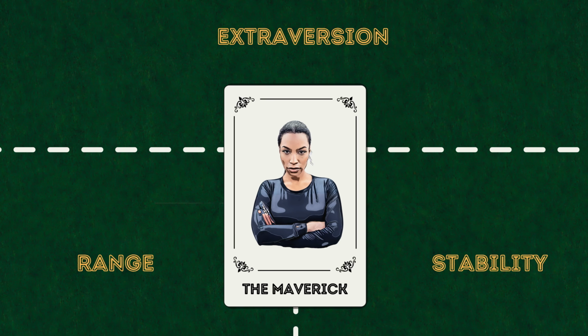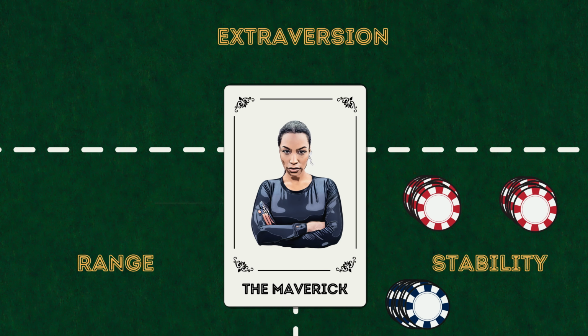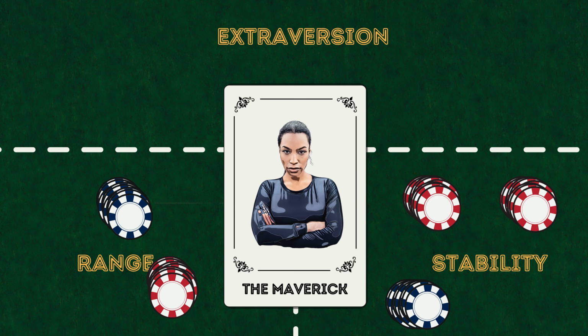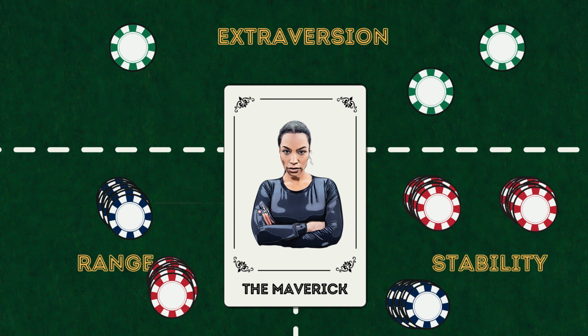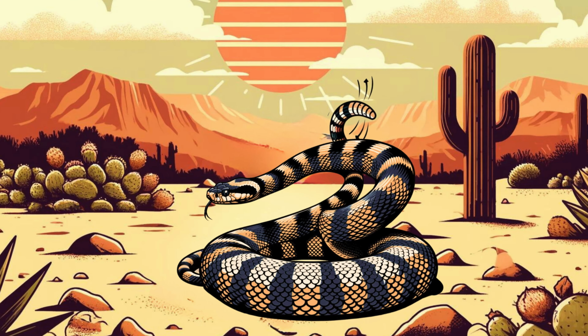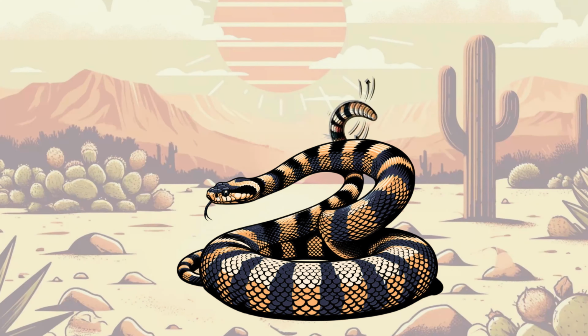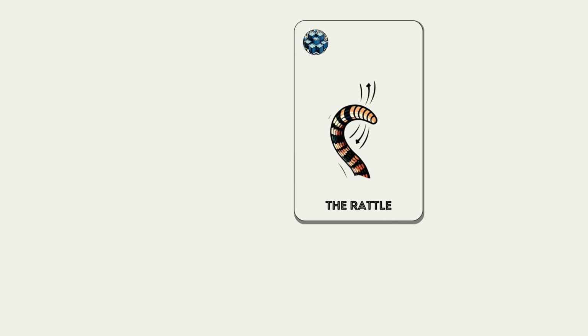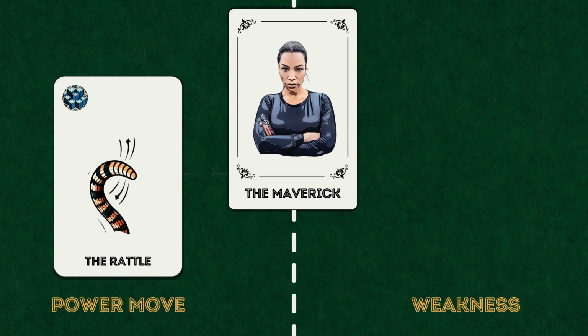the maverick, high in stability and range, low in extroversion. The maverick is the person you don't want to mess with because they're chill until they need to be otherwise. Their power move is the rattle, as in rattlesnake, as in I'm just going to gently let you know with a subtle sign, maybe as little as a look, but you better stop what you're doing or you're going to have a problem. This is a strong silent type, the sort of character that Clint Eastwood plays.